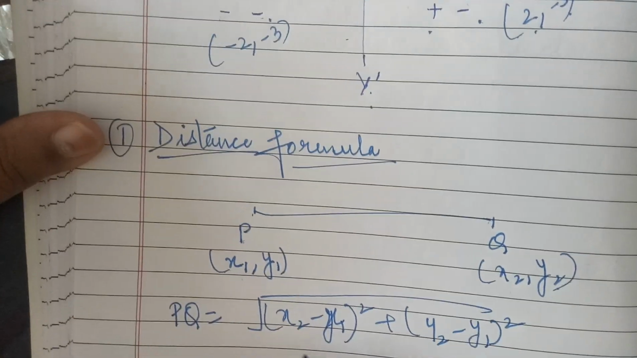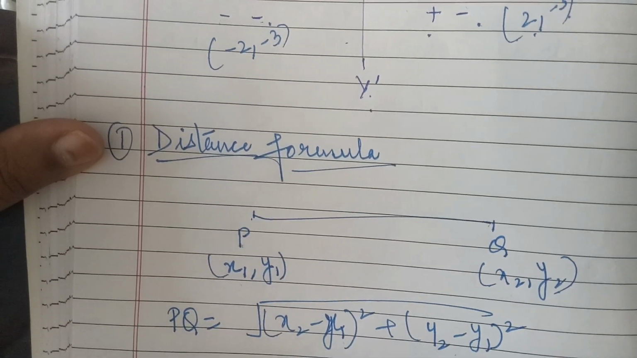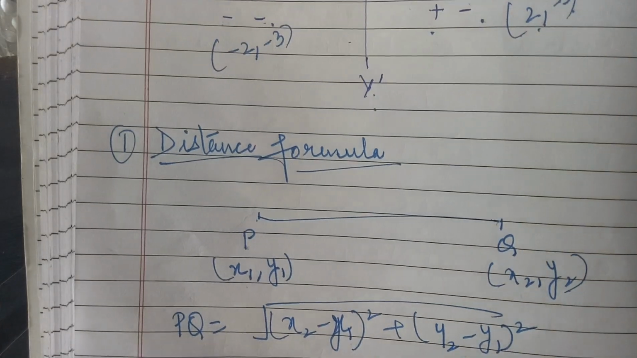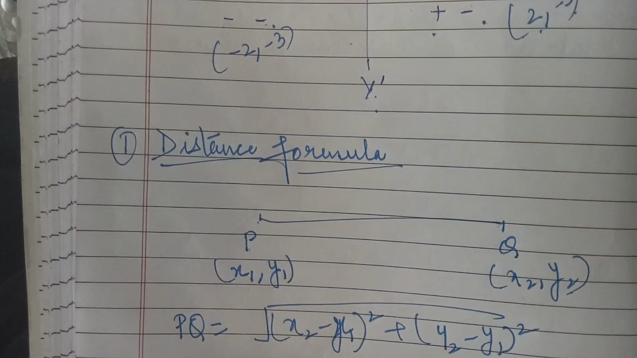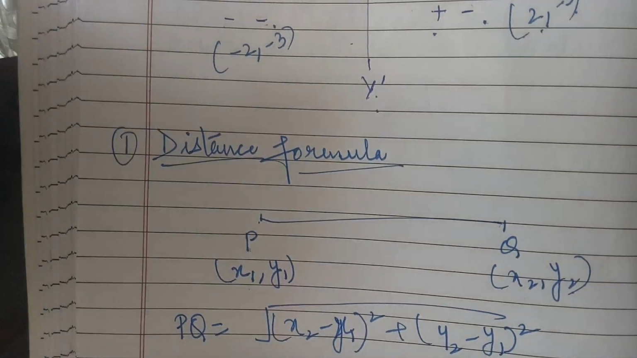So here we have a formula. The formula is the square root of (x2 minus x1) whole square plus (y2 minus y1) whole square. So simple, and this is under root. This one formula we will apply in the first exercise, that is exercise 7.1. So let's start with exercise 7.1.